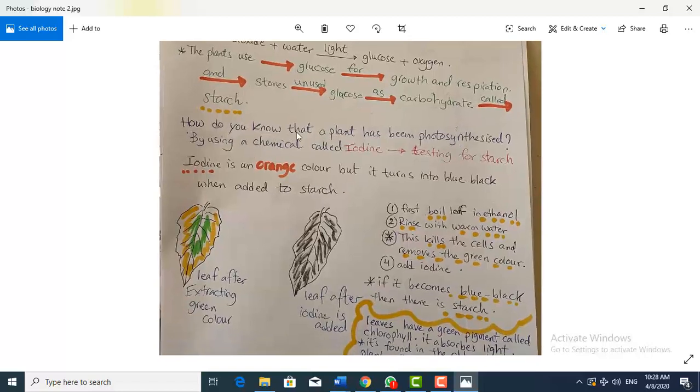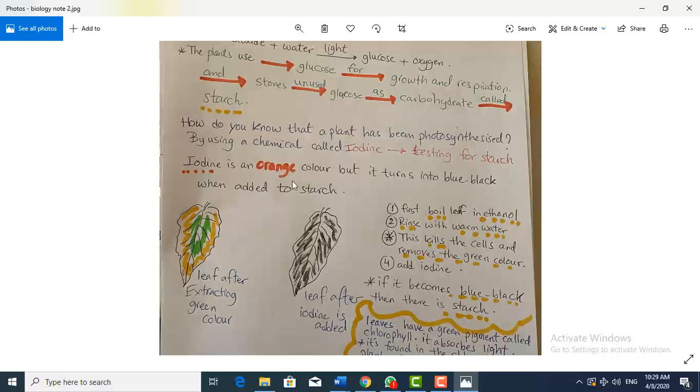Okay, how do you know that a plant has been photosynthesizing? How would I know that this plant went through photosynthesis? The first thing, I will grab a chemical dye or a chemical pigment. It's called iodine. So I'm going to use iodine, a chemical dye, for testing for starch, because if there's starch, that means the plant has gone through photosynthesis. The iodine here is an orange color, but it turns into a blue-black when it's added to starch. So, for an example, I took a leaf and I added iodine to it.